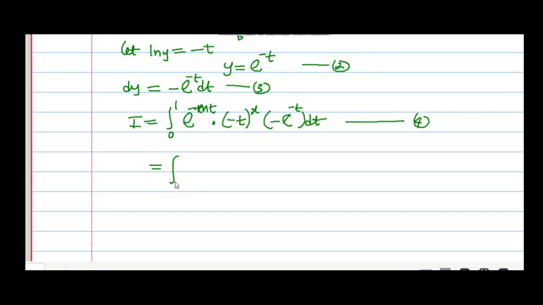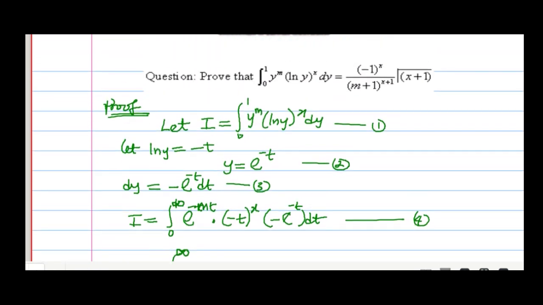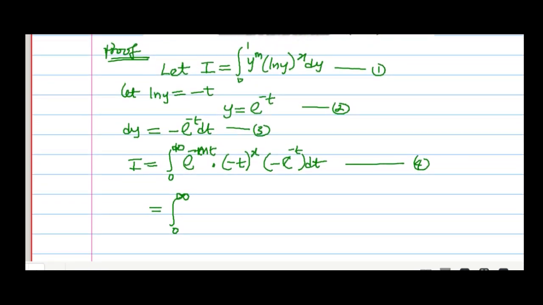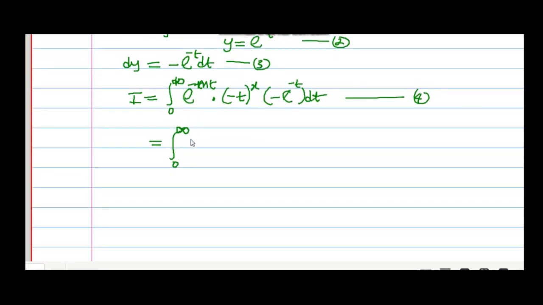So let's rearrange this. Now we are going to change the limit from 0 to infinity, because we are dealing with it in this form. If we also substitute the values of 0 and 1, we are going to have this. So this is what we have. Now we are going to be solving this.